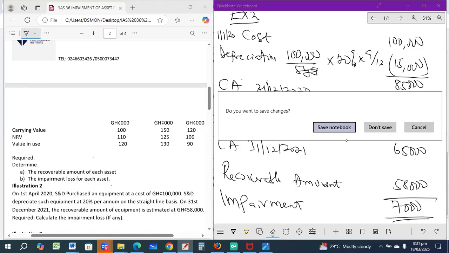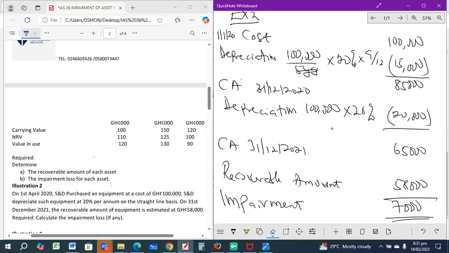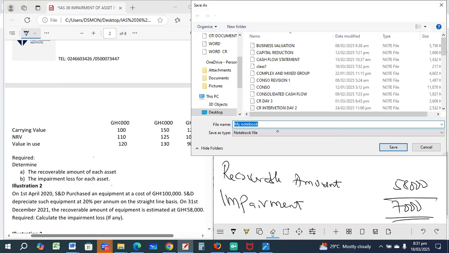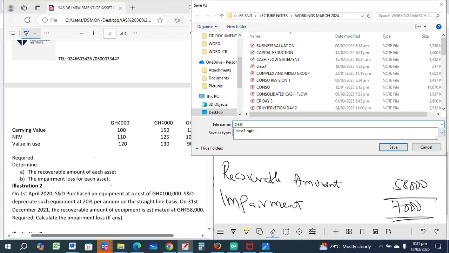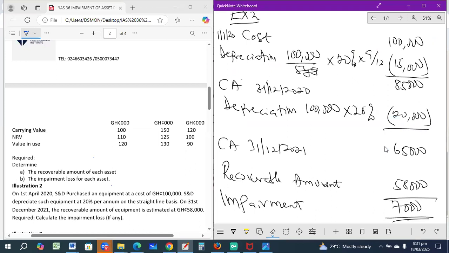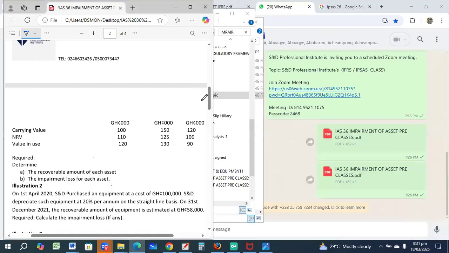Please, my question is, let's say for the first calculation where we had 100,000 divided by the 5 years times the 9 over 12. Let's assume the whole thing started from January and ended on December 31st, and the second one also started from January the following year and ended at 31st December. Can we calculate for the first one so I get the annual depreciation, and then for the second one we just multiply the annual by the 2 years, since they all started from January and ended at 31st December? Yes, you can do it like that.